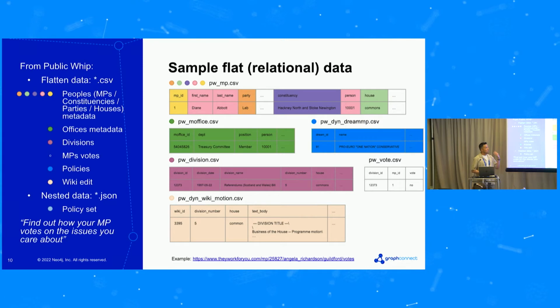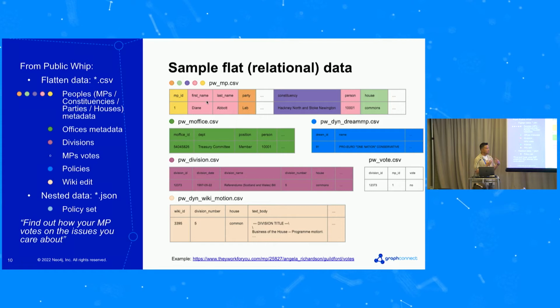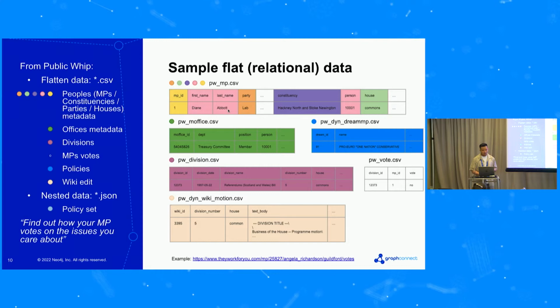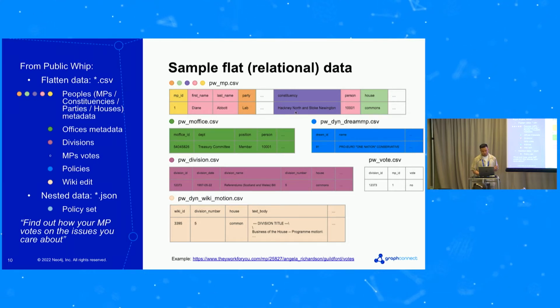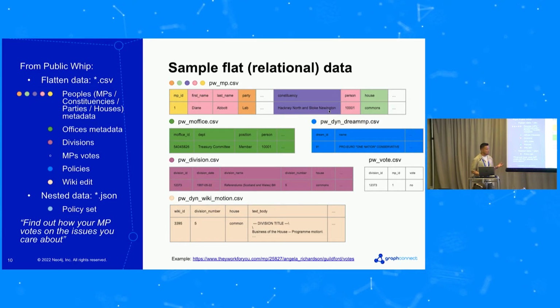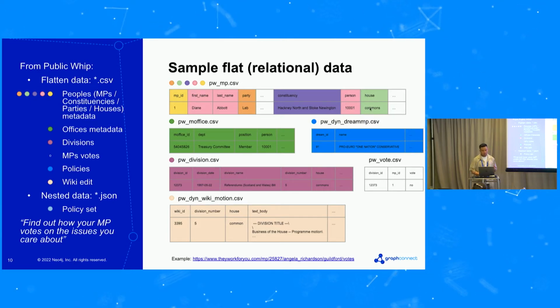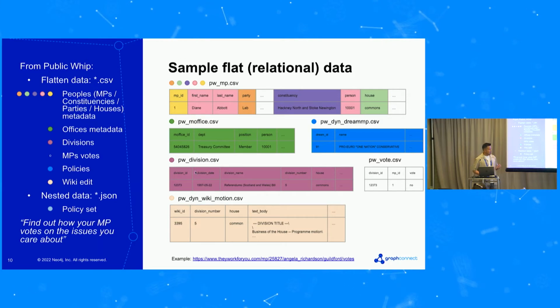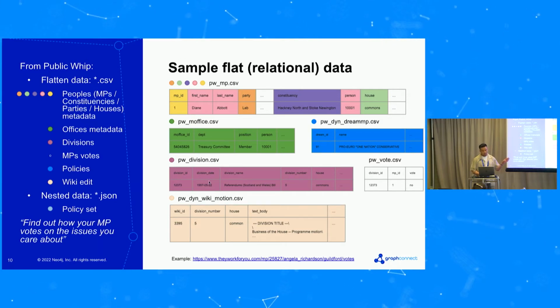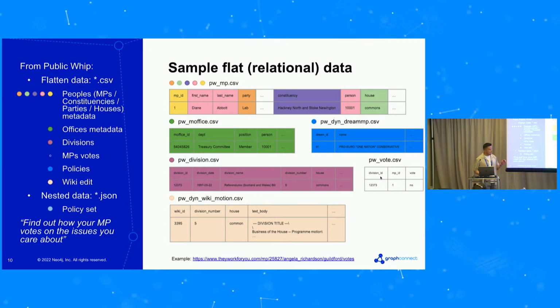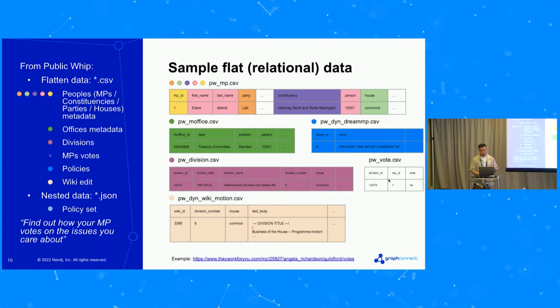So let's look at the sample data here. The table on the top shows the people's metadata. For example, the member Mrs. Diane Abbott belongs to the Labour Party, and she represents the Hackney North and Stoke Newington constituency. She sits in the House of Commons. And the table in the middle with the dark pink color shows the division. And the table on the right-hand side shows how the member voted for the specific division.